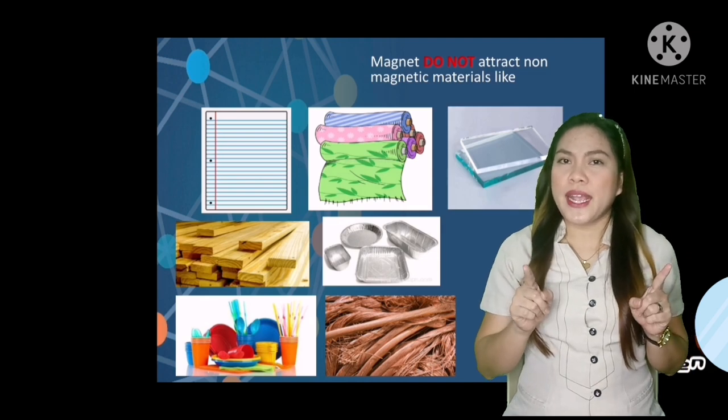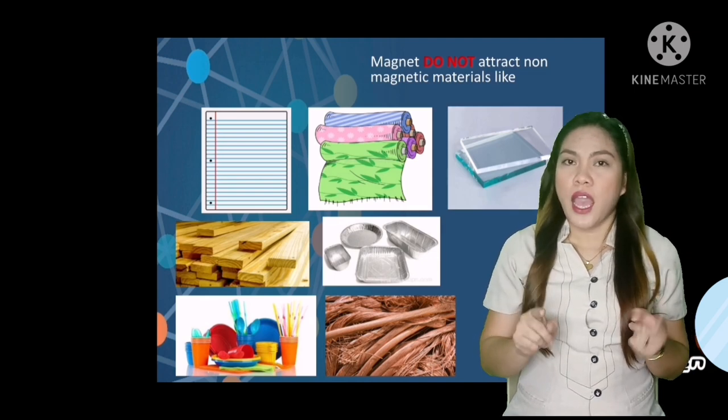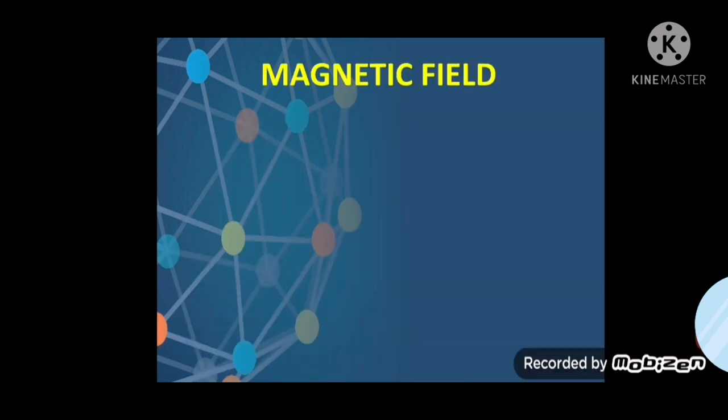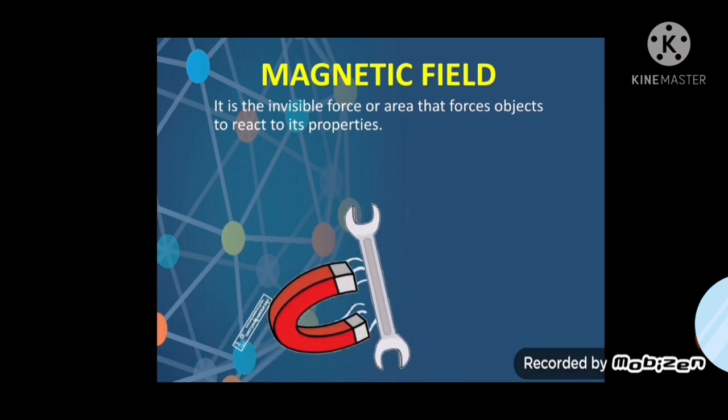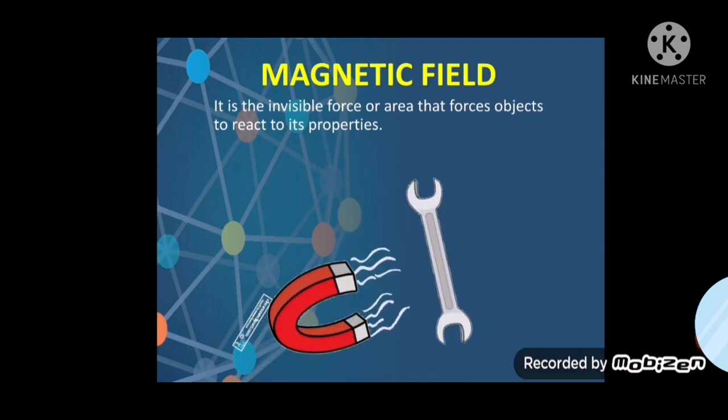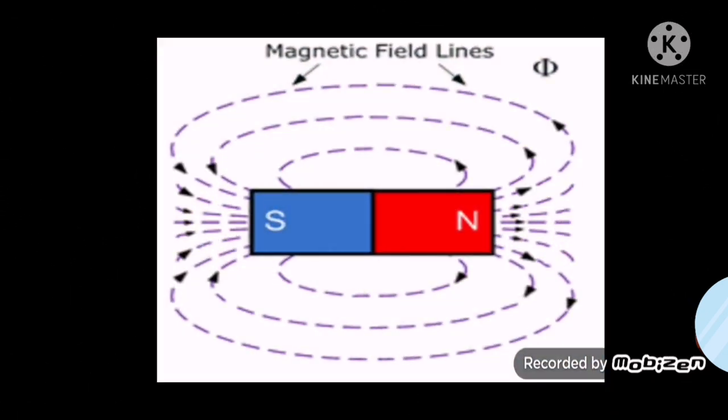Are you wondering how these magnetic materials are attracted to magnets? That is because of the magnetic field. Magnetic field is the invisible field or area that forces objects to react to its properties. The magnet exerts a non-contact force, which is a type of force that acts at a distance even without physically touching the object. But how does this magnetic field look like? Observe the magnetic field diagram.